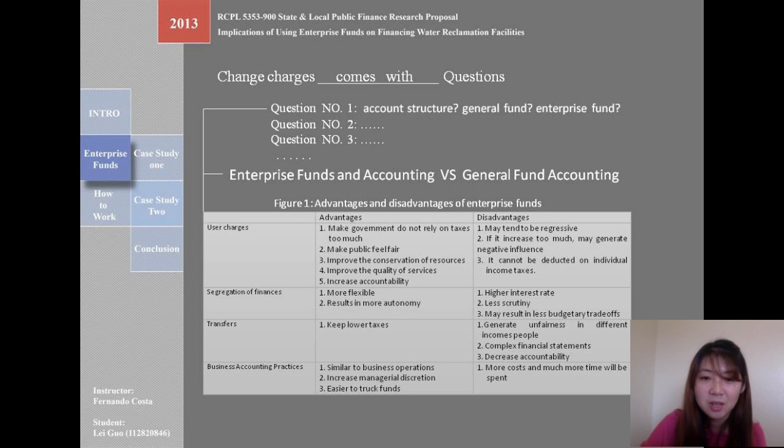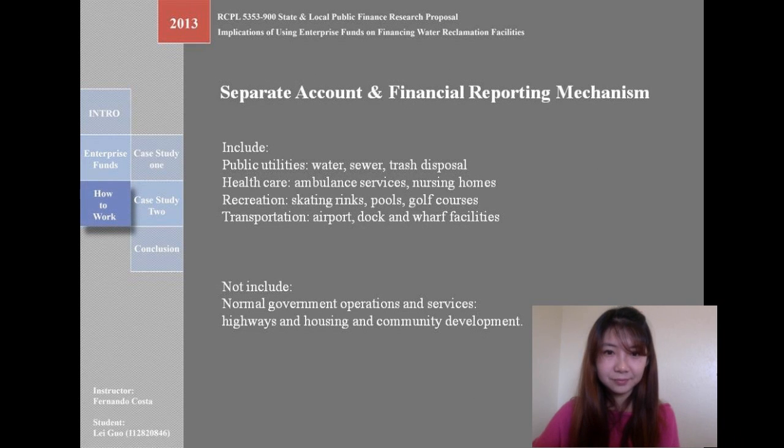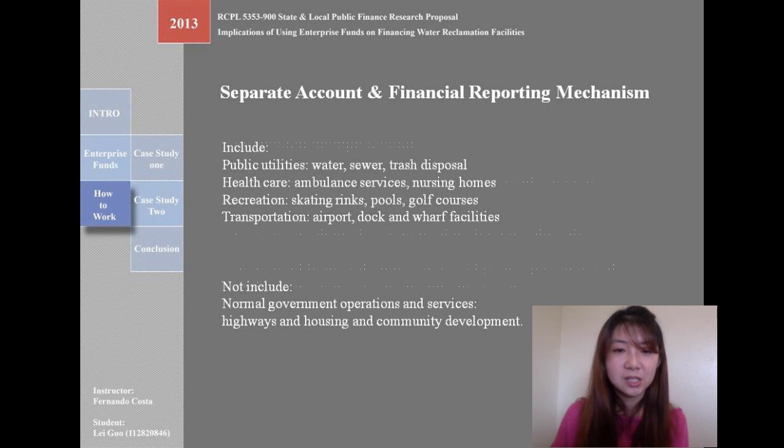The following form is about advantages and disadvantages of enterprise funds. Enterprise funds are helpful to increase revenues and reduce government's reliance on taxes, and different governments prefer to charge for different goods and services. Government uses enterprise funds to establish a separate account and financial reporting mechanism for their business type services, such as public utility, healthcare, recreation, and transportation. But enterprise funds don't include normal government operations and services such as highway maintenance and housing and community development.